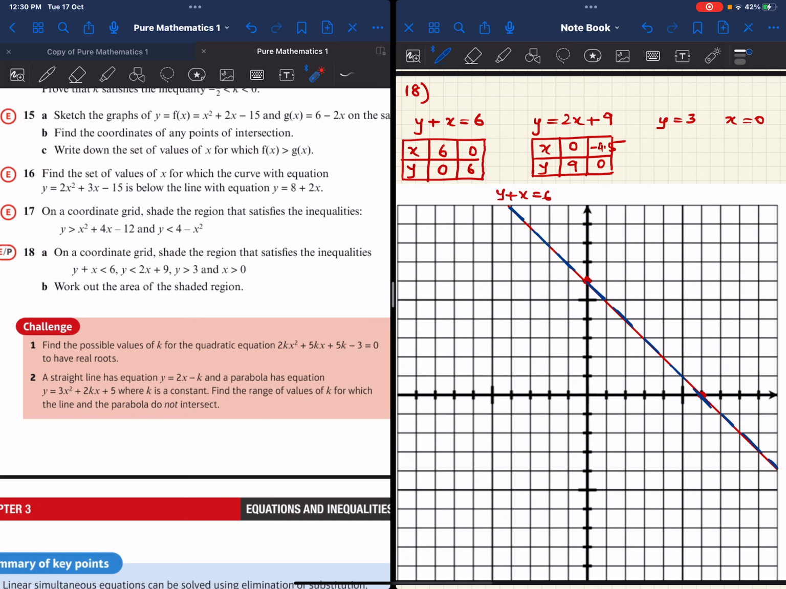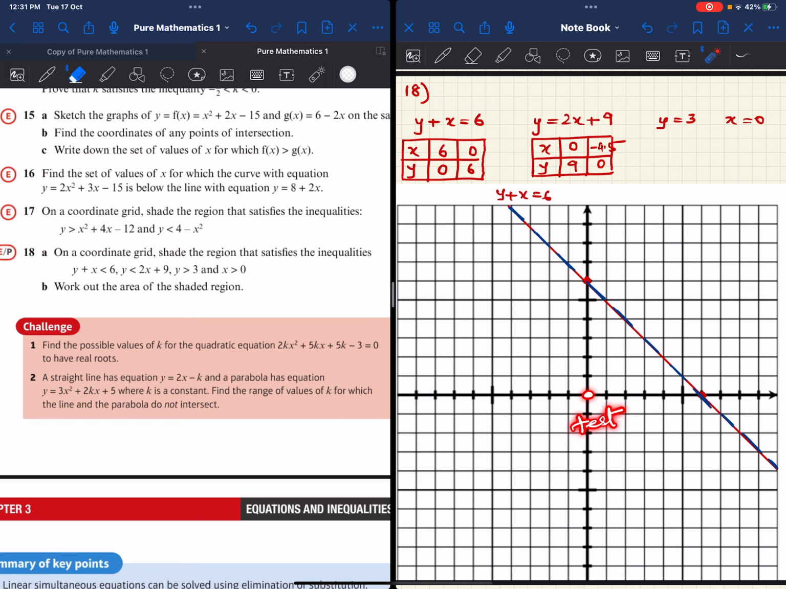Okay, and now I have to shade, because any line which is an inequality is always representing a region. So the line divides the page into two parts. One is this part and the other is this part. One of the parts is the true part. So let's find out the true part by plugging in one of the coordinates on the grid. The easiest point to take is 0, 0. But the point should not lie on the line.